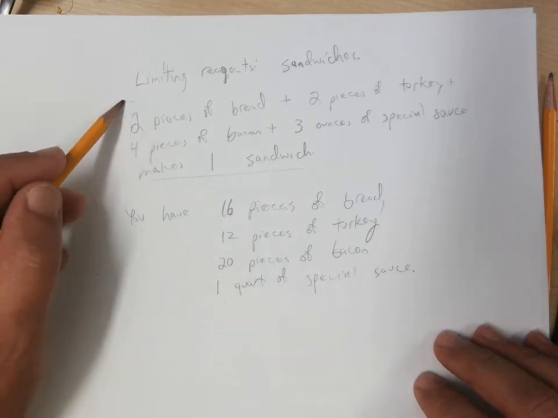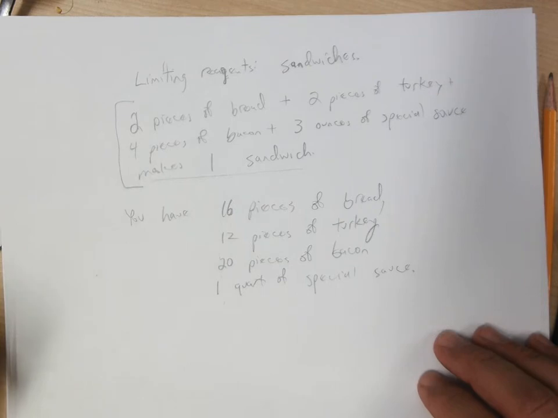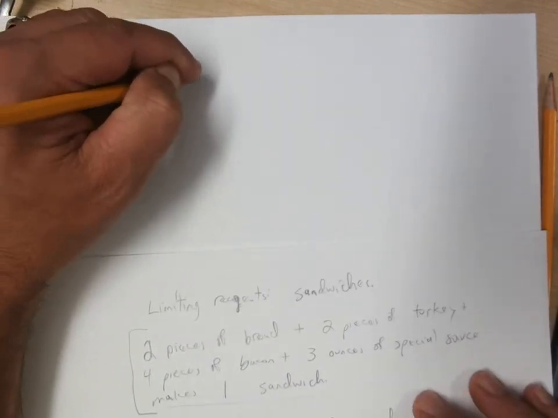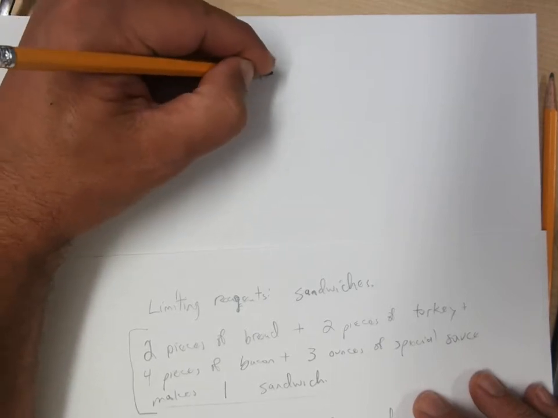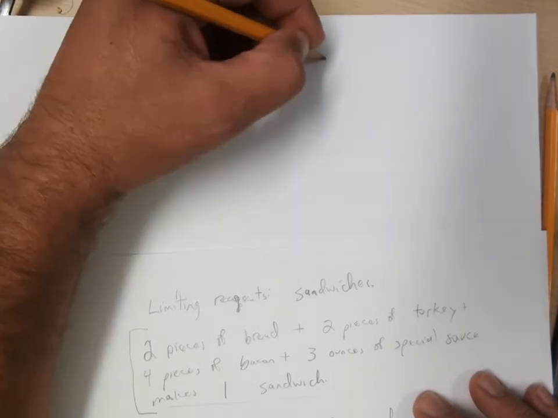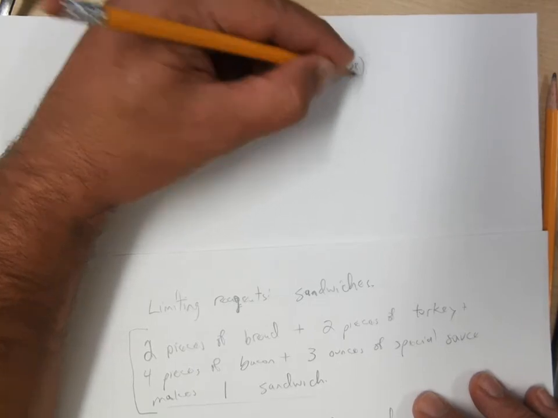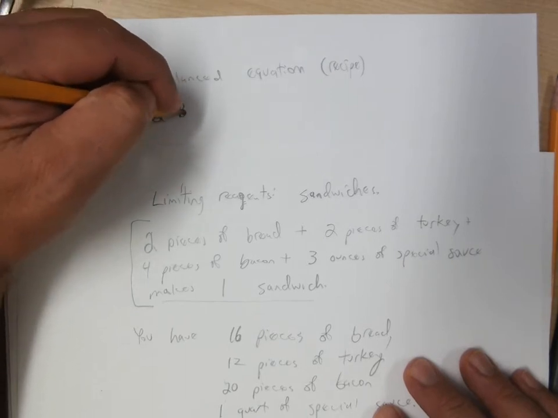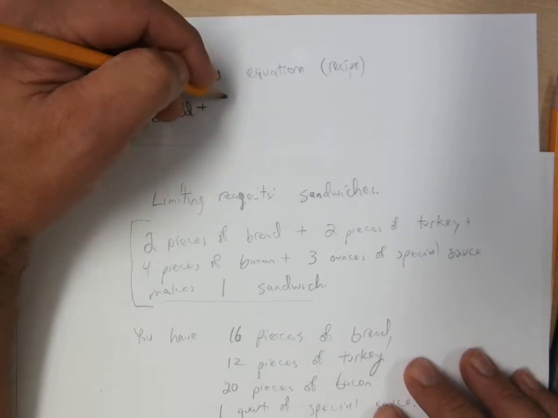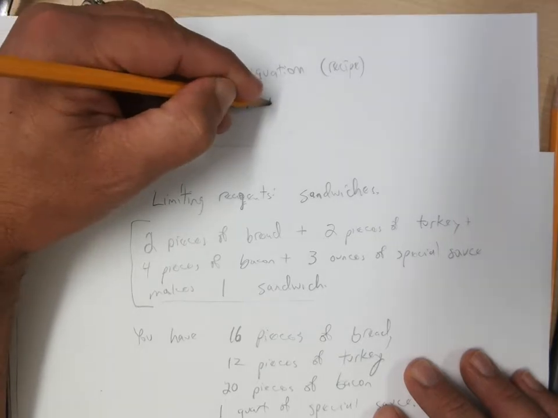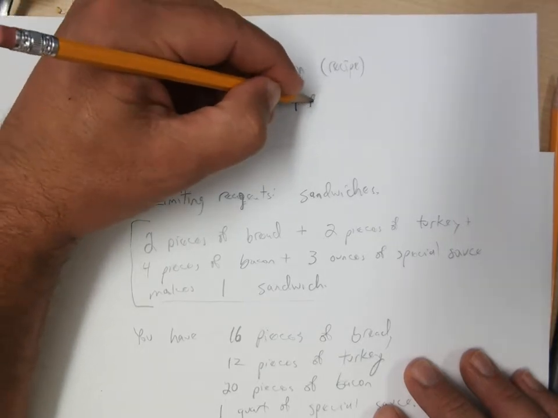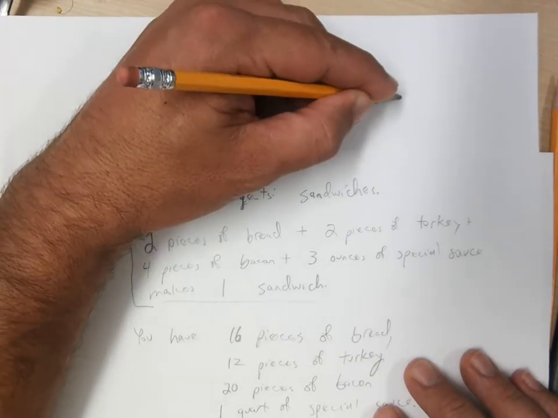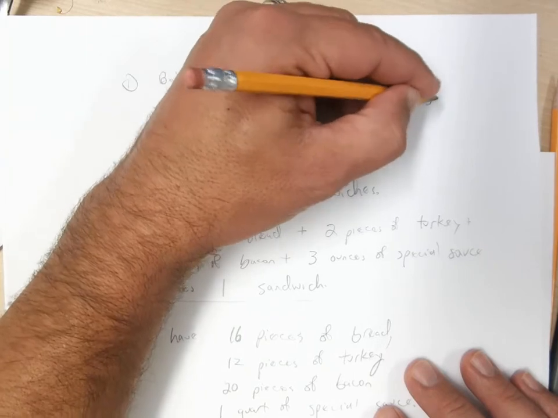So the first thing is we always want a balanced chemical equation, which essentially is the same as a recipe. So I'm going to chemistry-ize this recipe, and so 2 pieces of bread plus 2 pieces of turkey plus 4 pieces of bacon plus 3 ounces of special sauce gives 1 sandwich.